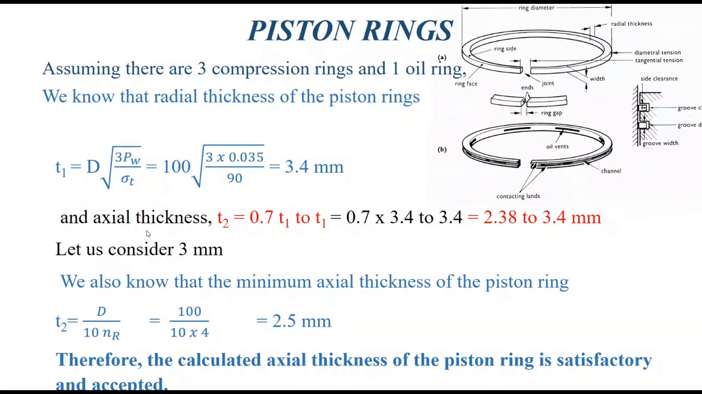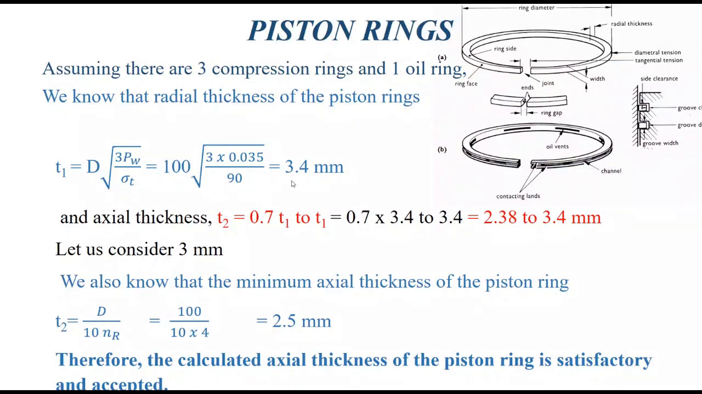Therefore, axial thickness T2 is given by 0.7 T1 to T1. So 0.7 times T1 is 0.7 into 3.4, which is 2.38, to T1, 3.4 millimeter. That means your axial thickness would be slightly less than or equal to your radial thickness. It should fall in this range.